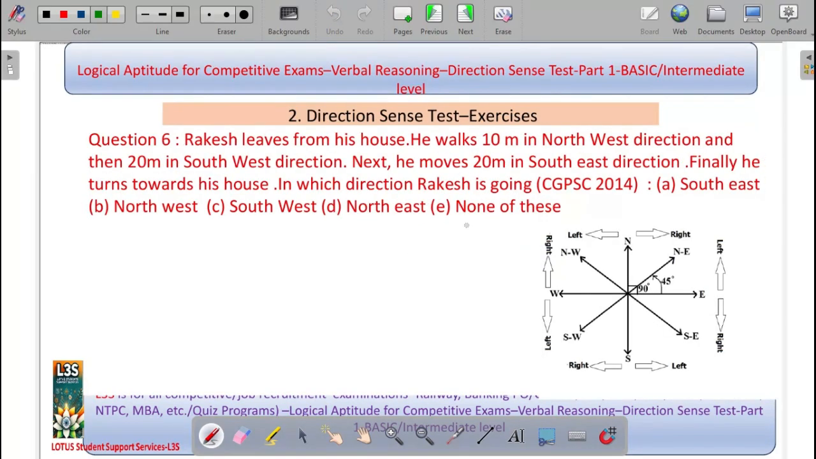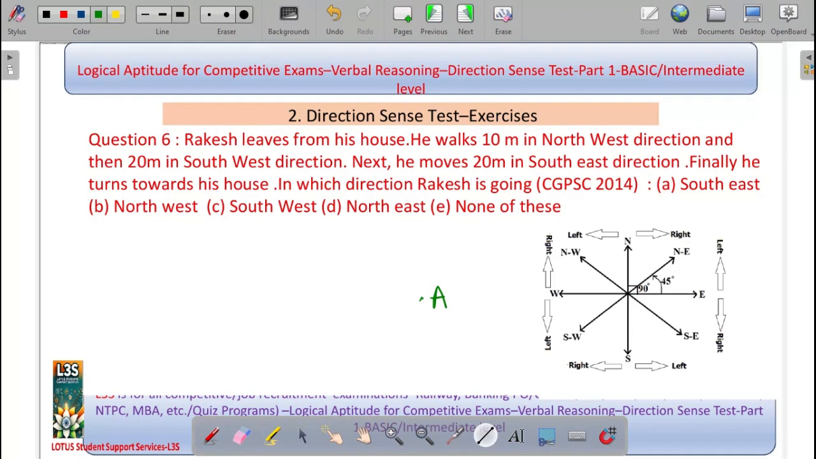Next question. Rakesh leaves from his house. He walks 10 meters in northwest direction and then 20 meters in southwest direction. Next he moves 20 meters in southeast direction. Finally he turns towards his house. In which direction is Rakesh going? So first we draw it one by one. So let's say Rakesh starts from here. So this point is A.